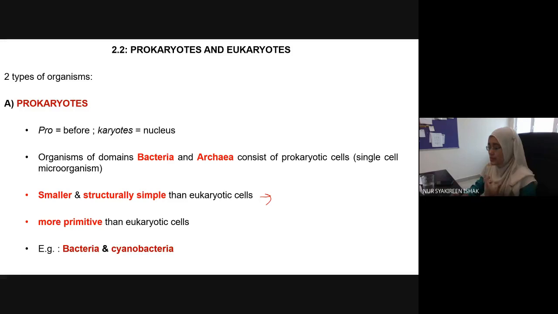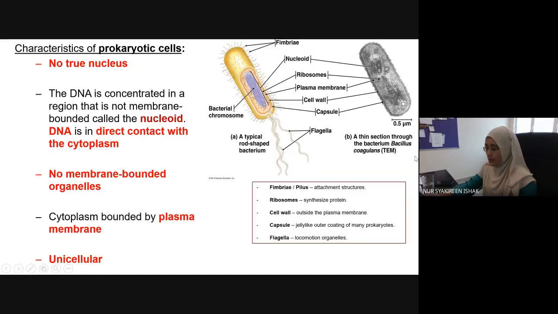Why are they much simpler? Because they do not have membrane-bound organelles. They don't have a nucleus, mitochondria, chloroplast or lysosome. So that's why they are more primitive and much simpler than eukaryotic cells. Examples are bacterial cells and cyanobacteria, which are bacteria capable of carrying out photosynthesis. These are the characteristics of prokaryotic cells.